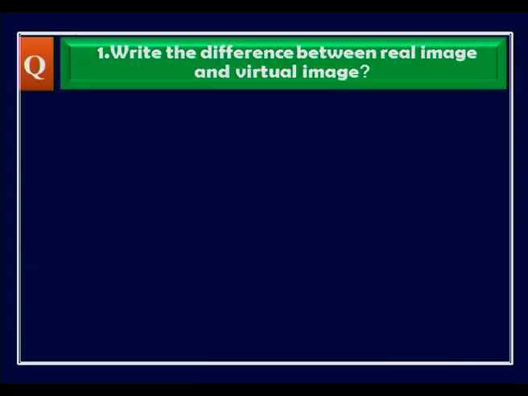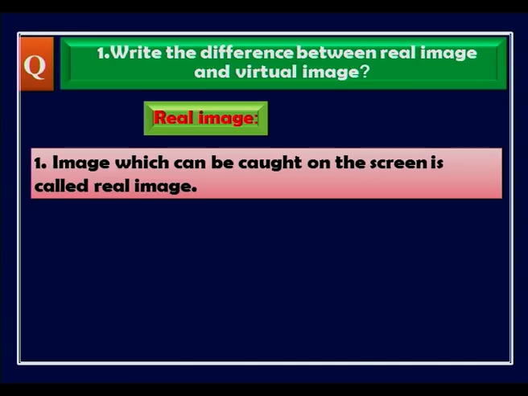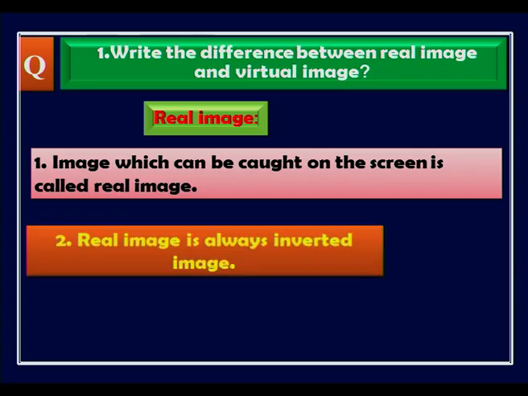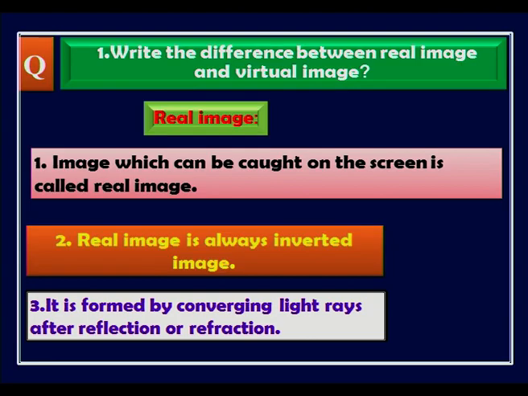Now, we will see the difference between real image and virtual image. First of all, we will discuss about real image. What is real image? An image which can be caught on the screen is called real image. Real image is always inverted. Students, remember, real image is always inverted. Real image is formed by converging light rays after reflection or refraction.